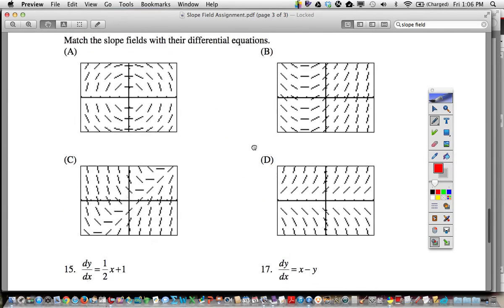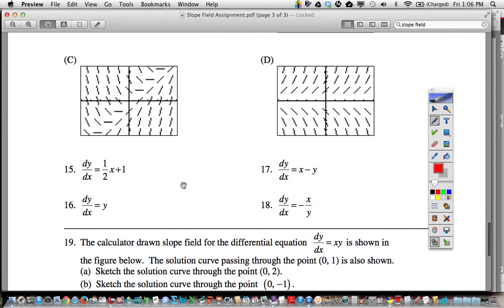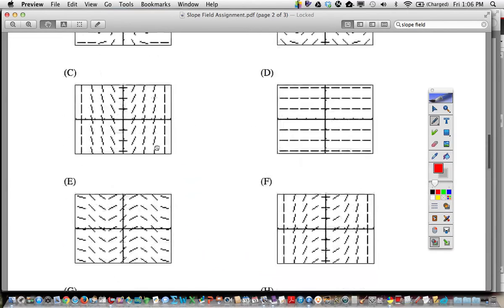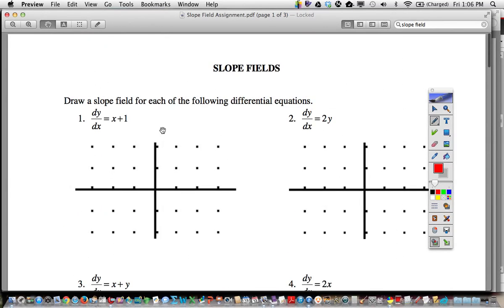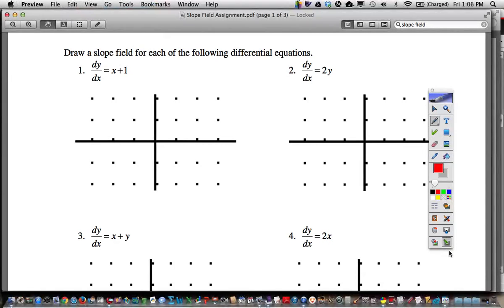Now the back page is more like what we've looked at. Here's a slope field, and then you're matching it to its y prime equation. Remember, dy over dx is the same as y prime. Okay, so that's some more matching there. All right, let's go ahead and do number 1 together here. This is kind of what your thing will look like on the quiz. I might make you do a few more points, but probably not more than about one of them. So you got some of these that have just x, some of them that have just y.